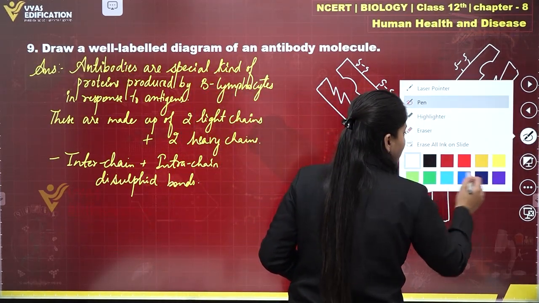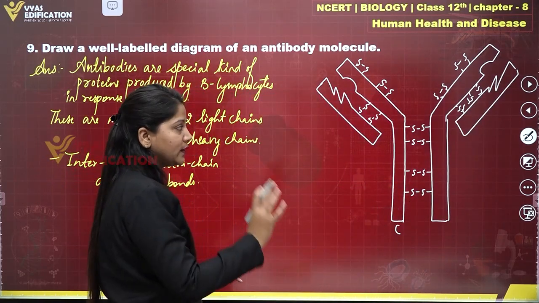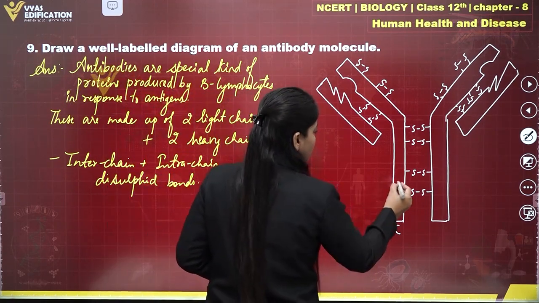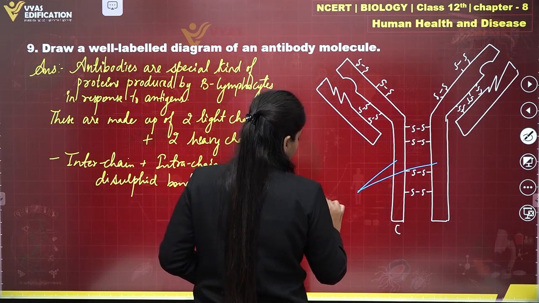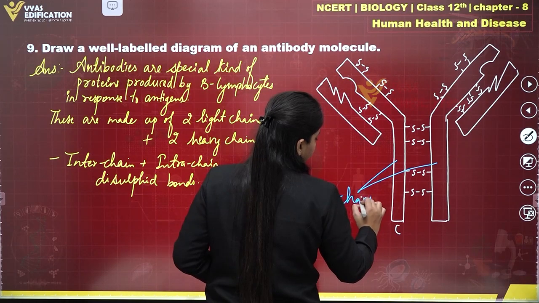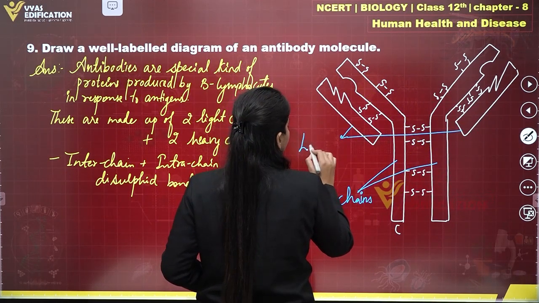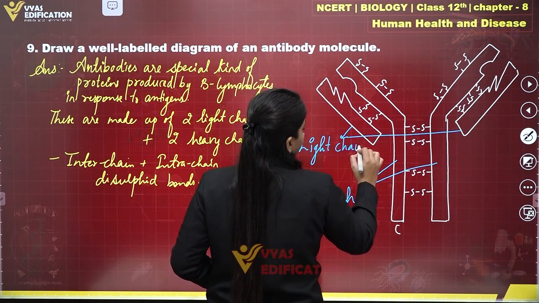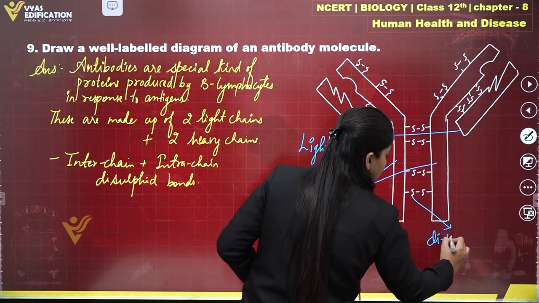So, let's label this diagram. First of all, we have completed this diagram and this is your antibody molecule. Now let's label this. First of all, these are the heavy chains. This is your light chain. This is also your light chain. These are disulfide bonds.